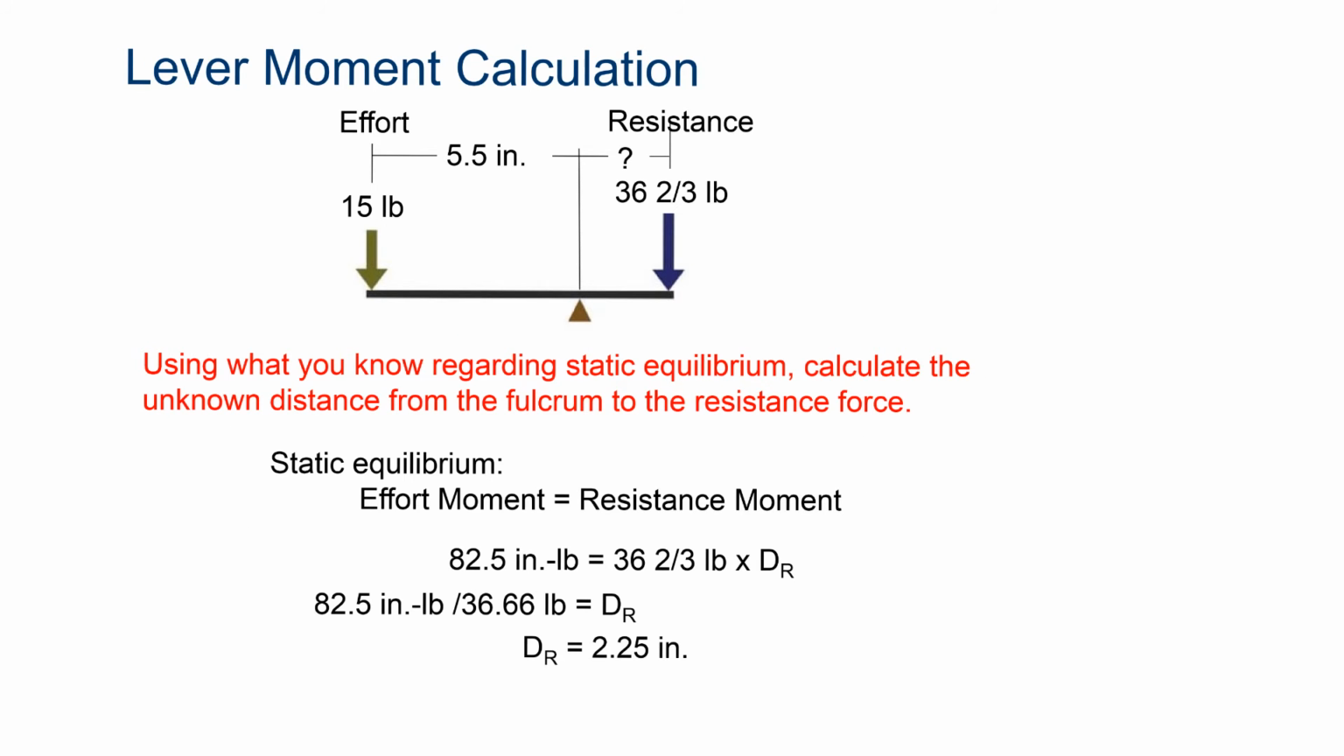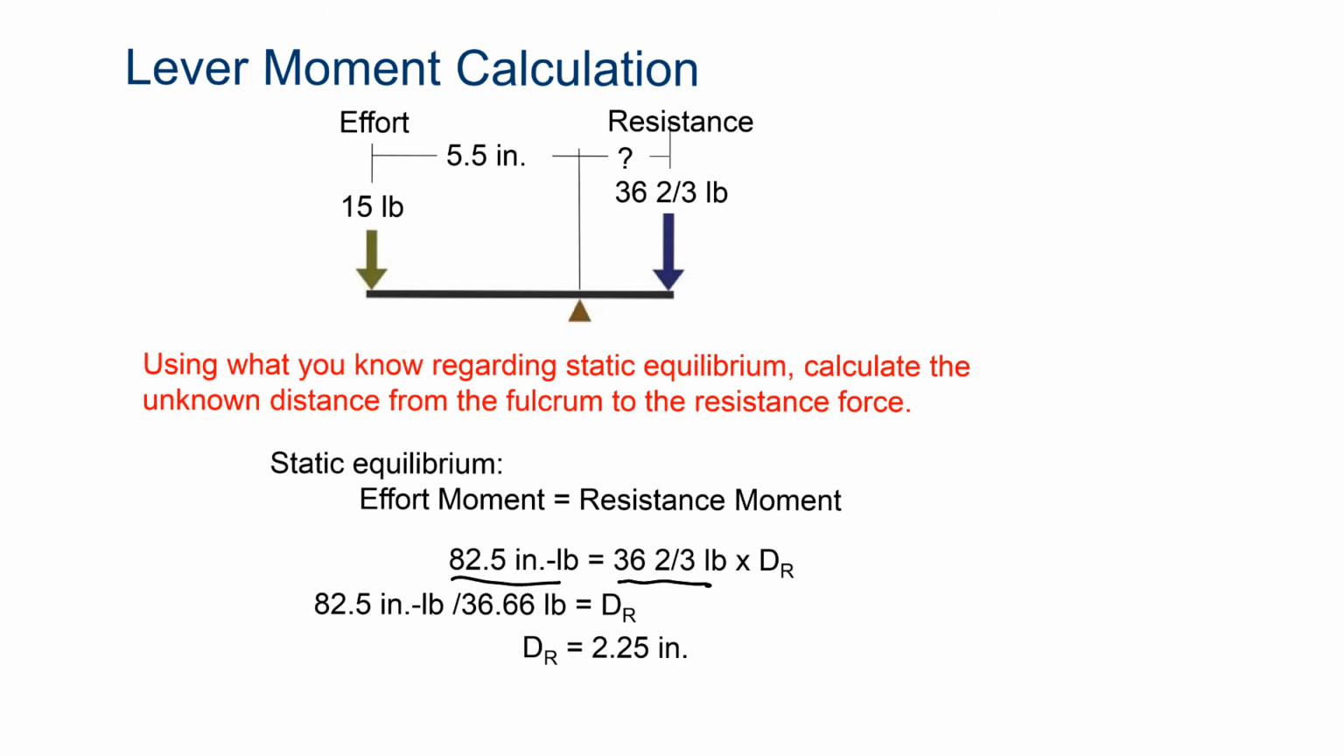Here's an example of the problem we'd be doing with this. If this is in static equilibrium, we're going to figure out what that distance is if we know these two forces. So if it's in static equilibrium, the moments for both have to be equal. We found this is 82.5 by multiplying 15 by 5.5. The other side, 36 2/3 pounds times whatever that distance is has to equal that.